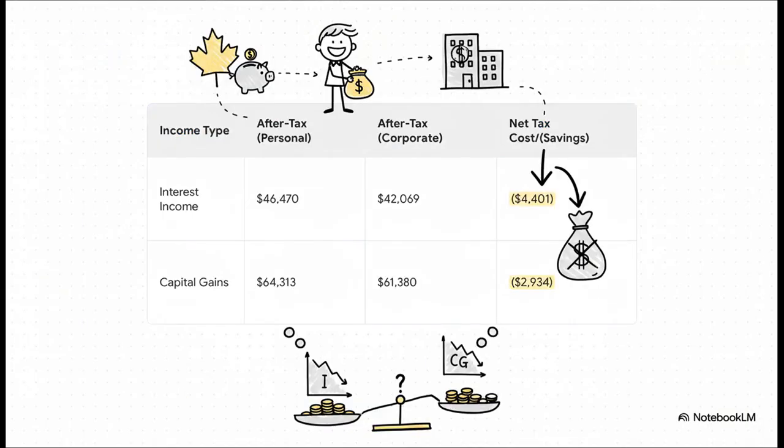And here it is, the final comparison. When we put the two scenarios side by side, the result is crystal clear. For Andrea to earn $100,000 of interest income through her corporation, it leaves her with over $4,400 less cash in her pocket than if she had just earned it personally. Even for the more tax-friendly capital gains, there's still a net tax cost of almost $3,000. This really shows us that while tax integration aims for neutrality, it's not always perfect. In this specific case, for passive income that you need to pull out of the company right away, the corporate route is actually less tax efficient.